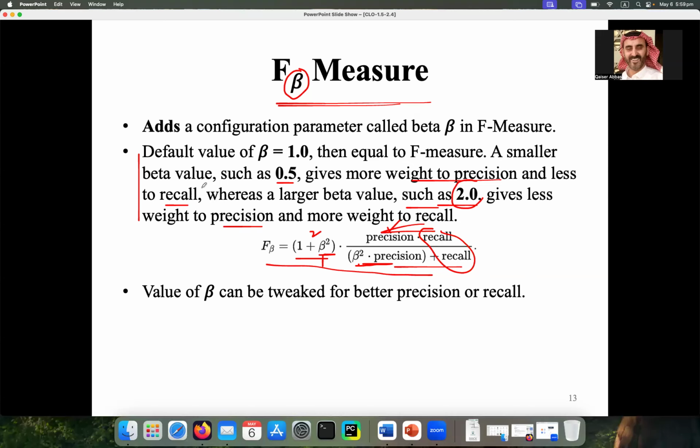But one thing is sure from this discussion: we can play with the value of beta. You can tweak the value of beta for your model, see at which value your model is performing well, and then go with that value. So anyhow, this is also a measure.